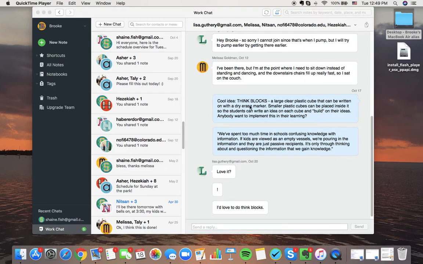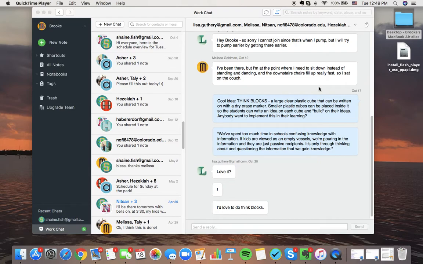So here you've got two examples of how I've shared with them. One was just sending them each a chat that said, hey, here's think blocks. And another one was quotes from the readings that I felt like were just really amazing. I liked that a lot. This was Lisa's response that she loved it. And this was a group chat sent to everyone.